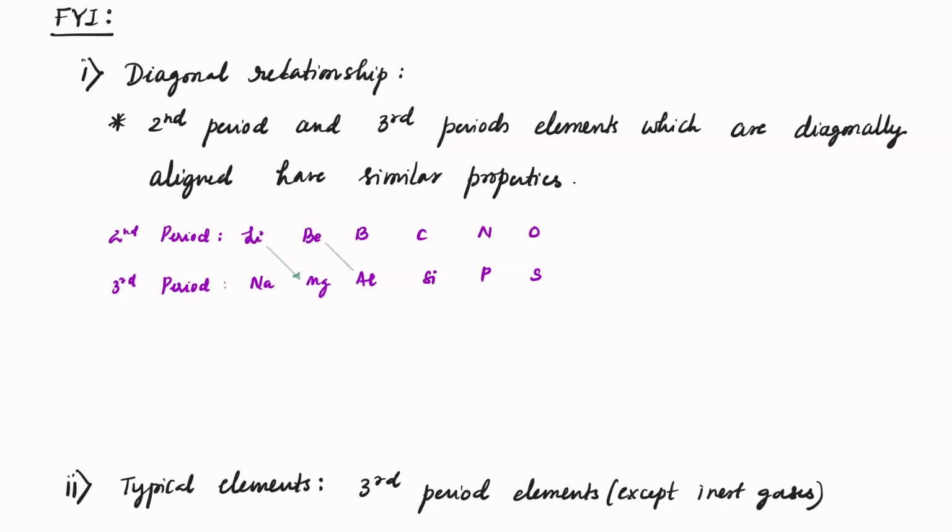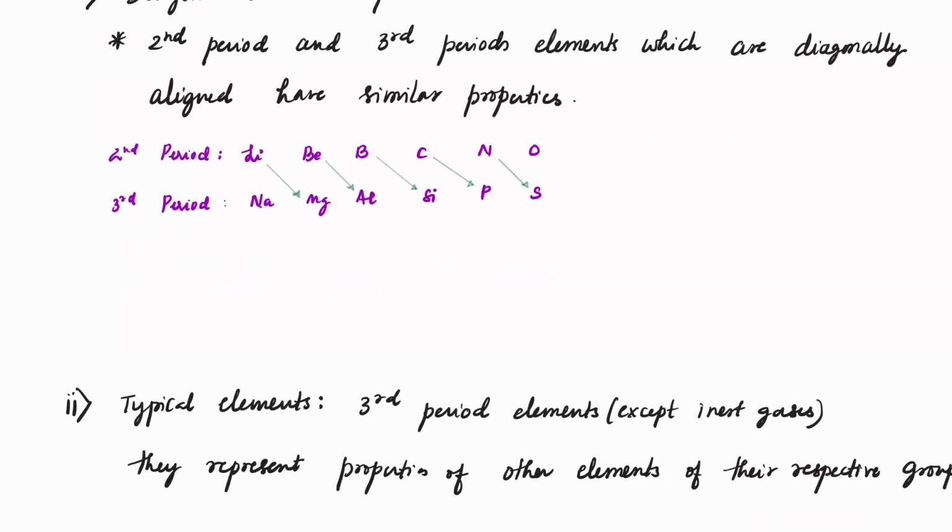Beryllium and aluminum will have similar properties. Boron and silicon will have similar properties. Same goes with carbon and phosphorus, and same goes with nitrogen and sulfur. Okay, these are the elements which do show similar properties. Got it? Now, why would that show? Because of the ionic potential.